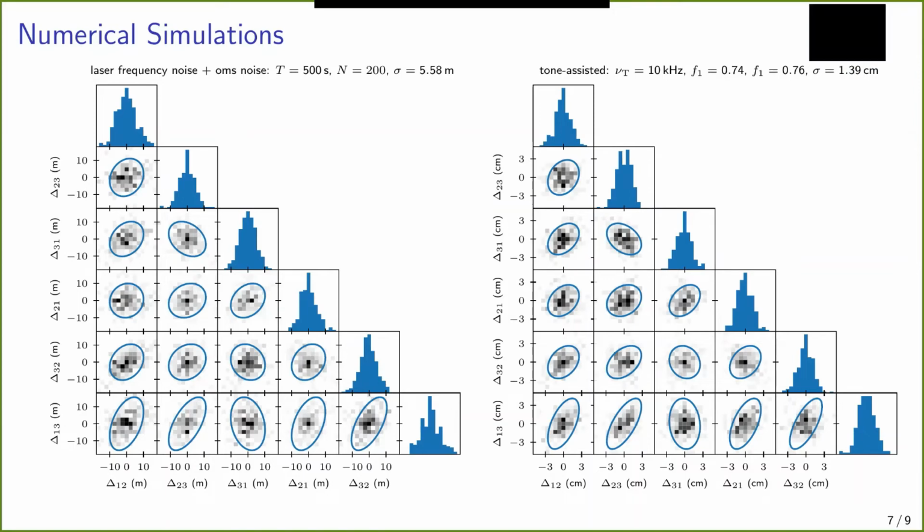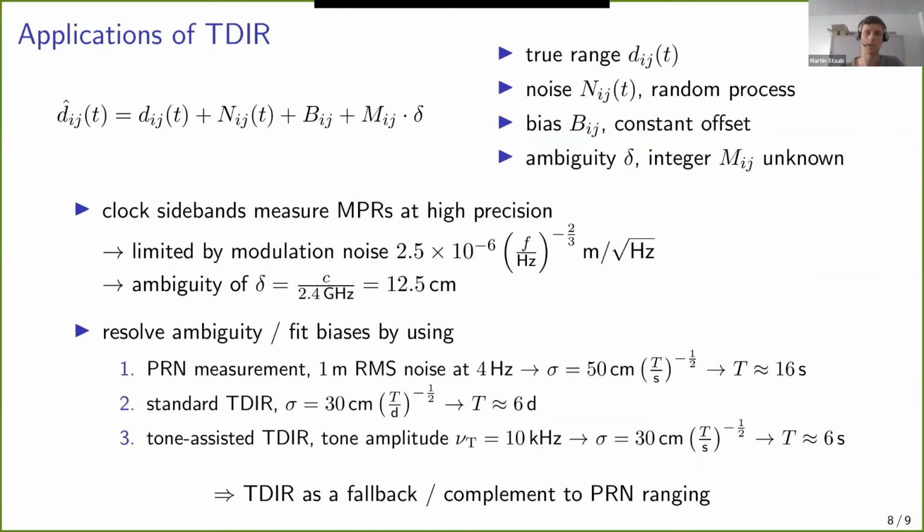I was wondering, maybe you said it, but as a summary, how are the laser noise residuals comparing to the secondary noise for each of the 3 methods you talked about, like pseudo noise, and TDI ranging and TDI ranging with assisted tones? Yeah, so I haven't looked at it numerically. So you mean those 3 cases, I believe?